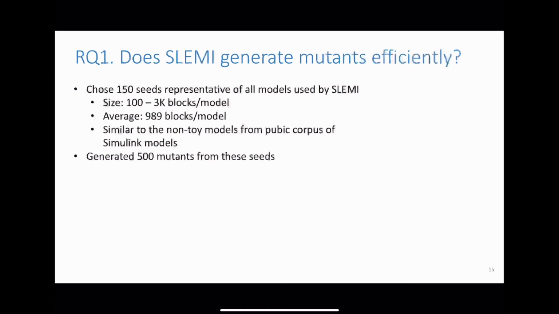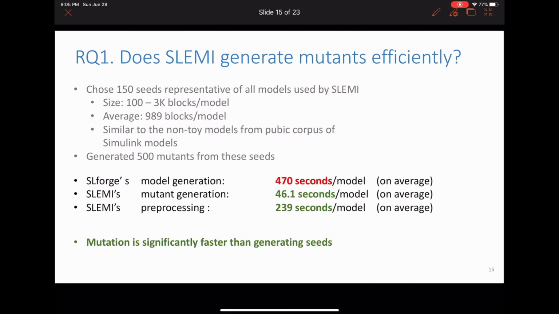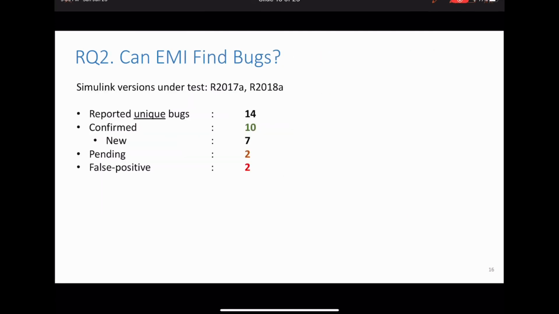To evaluate, we ask these research questions. We can compare the runtime of creating a random model from scratch using SLforge, which is much higher than the time taken to mutate a model. In the same runtime, we can create more mutants, and this way we can likely find more bugs.